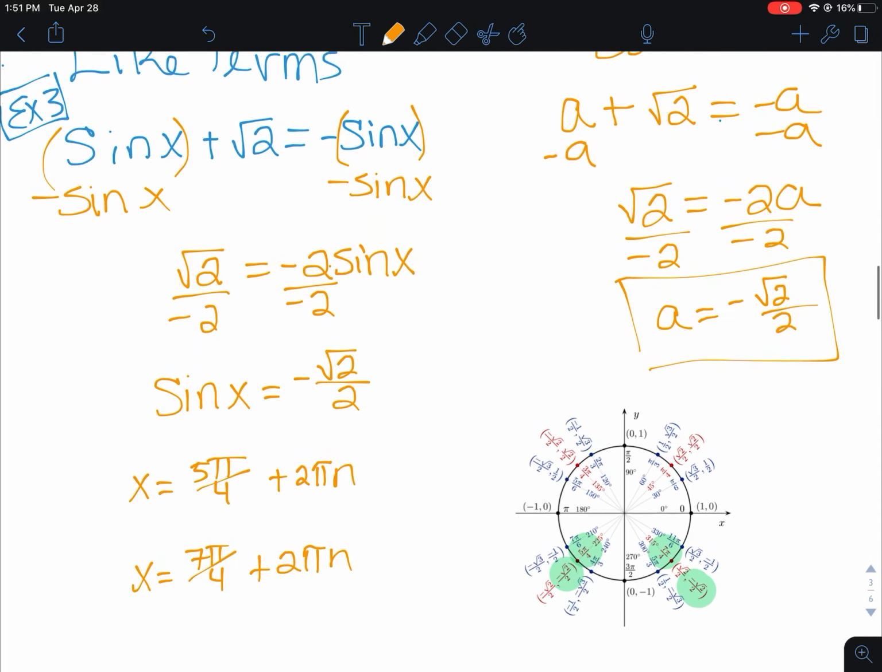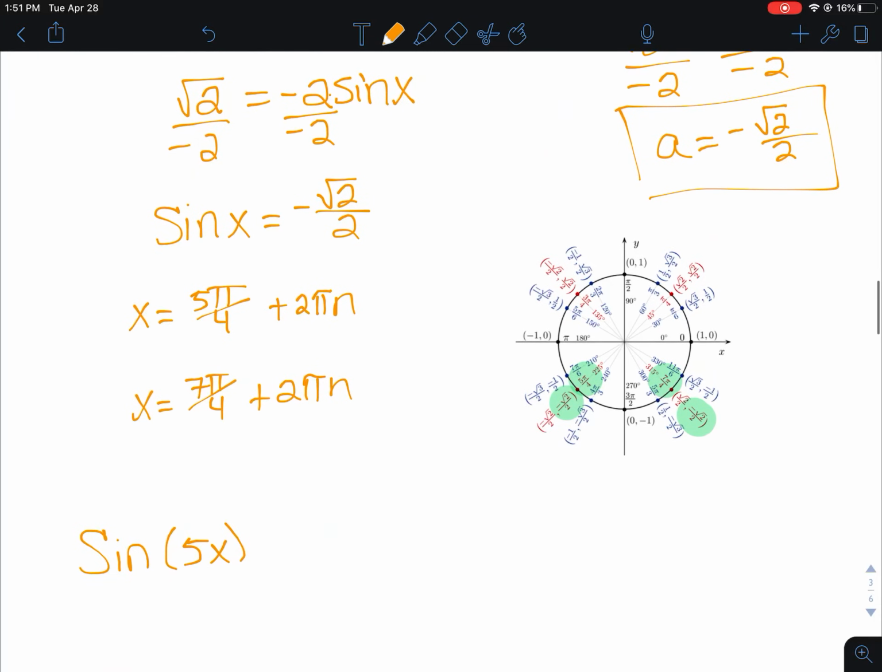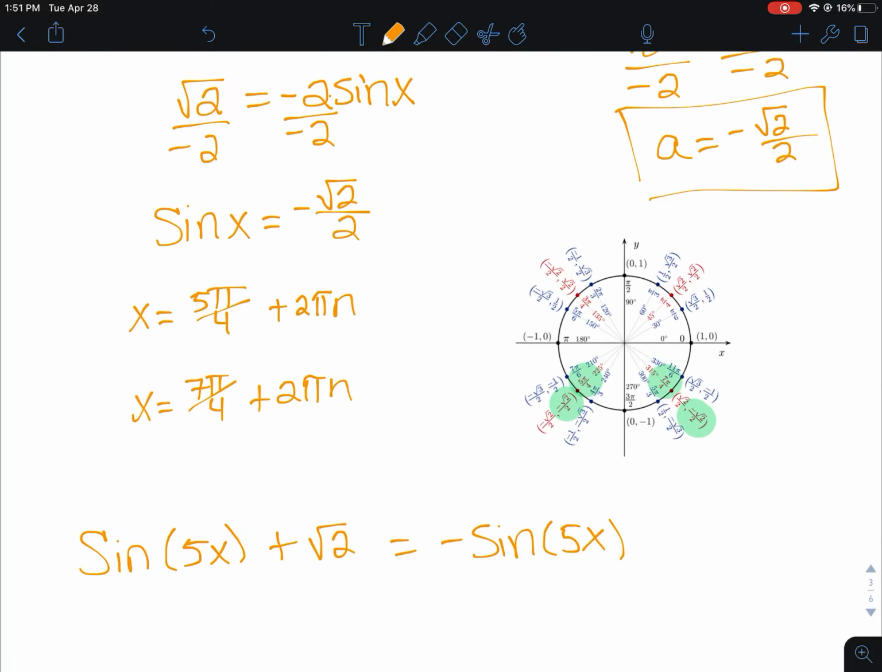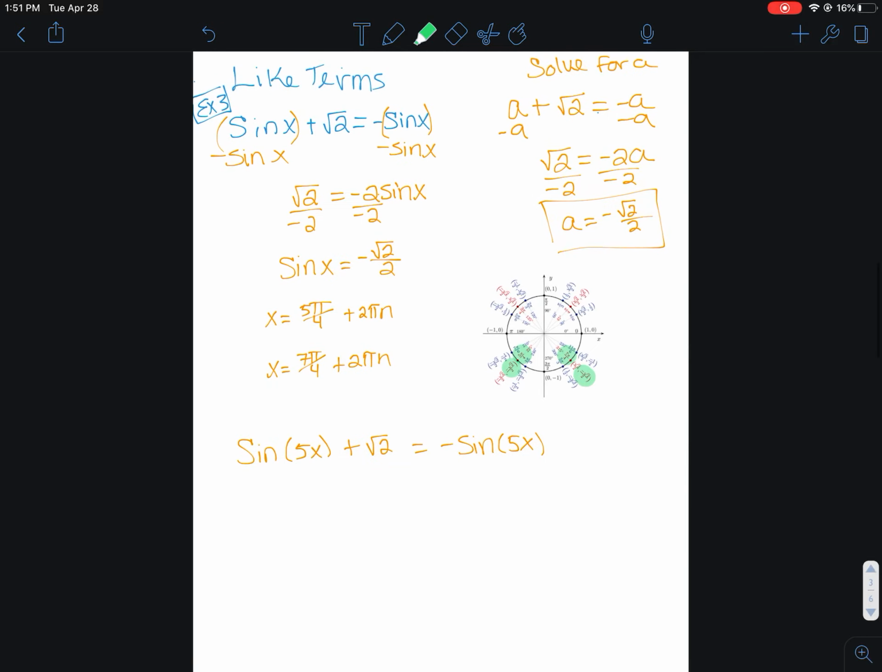Okay? Now, I want you to think about this in a little bit of a different light. What if instead I gave you sine of 5x plus the square root of 2 is equal to the negative sine of 5x. Almost the same equation, except for you can see that instead of x, I have made it 5x in both of these, okay?